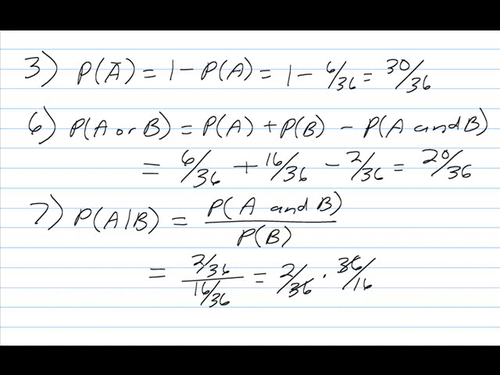The numerator is always going to be however many elements are in the overlap. The denominator is always going to be however many elements are in the condition, which is exactly what you want in a conditional probability. A given B means you're limiting yourself to that condition, so you want the denominator to be the number of elements in the condition, which in this case is the 16. And out of those 16, you want the number of elements that are in B that are also in A, or you want that overlap, which is 2. So you get that probability of 2 over 16.